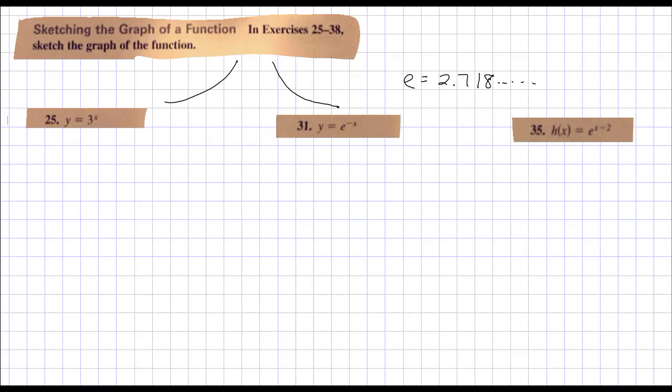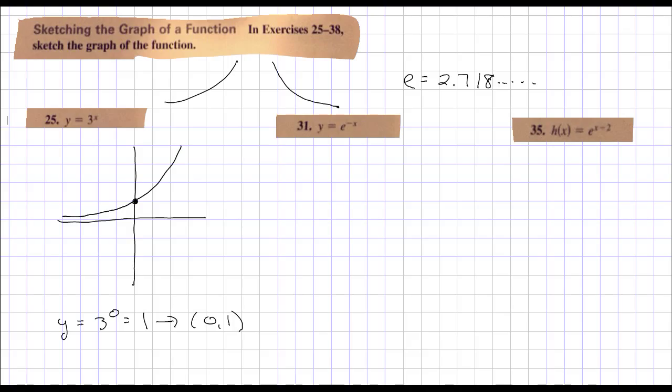So for 25, since it's just x, the easiest point to plot, well, if you let x be 0, anything to the 0 power is 1. So here's the coordinate (0, 1). And then the graph is just going to increase, again, because the base is positive and bigger than 1.